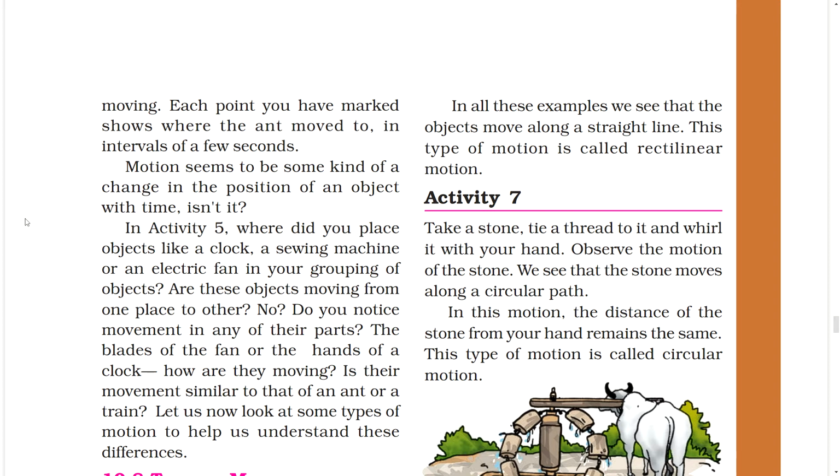In intervals of a few seconds, motion seems to be some kind of a change in the position of an object with time, is it not? In Activity 5, where did you place objects like a clock, a sewing machine, or an electric fan in your grouping of objects? Are these objects moving from one place to another? No. Do you notice movement in any of their parts? The blades of the fan or the hands of a clock, how are they moving? Is their movement similar to that of an ant or a train? Let us now look at some types of motion to help us understand these differences.